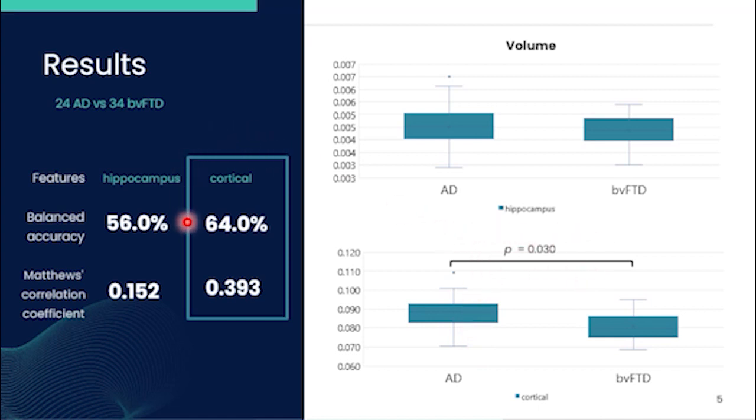So it makes sense that although not with a high accuracy, even with statistics and with machine learning, you can see that there are differences between these two groups.